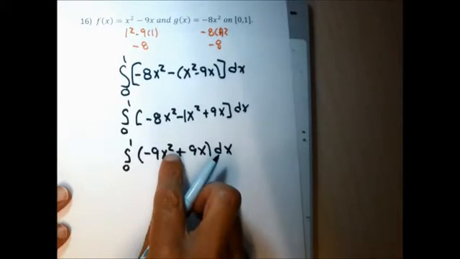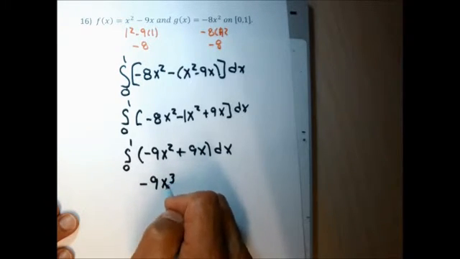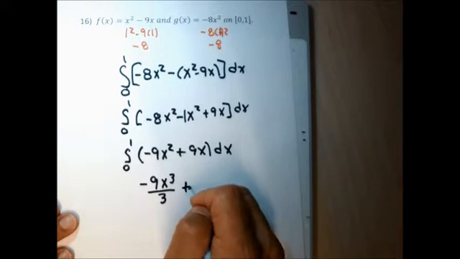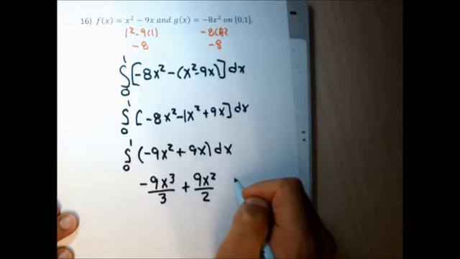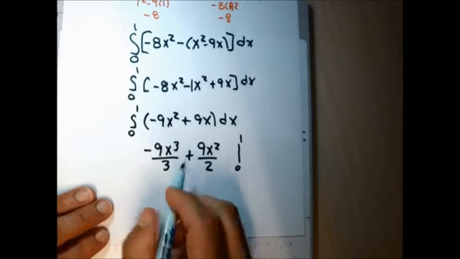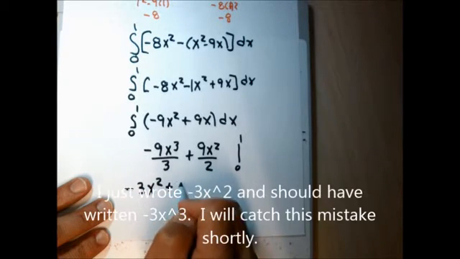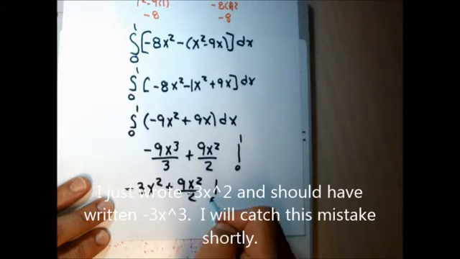Now I'm going to integrate. Here I'm going to add 1 to the exponent and get an x cubed. Divide by the new exponent, which is 3. Second piece, add 1 to the exponent and get an x squared. Divide by the new exponent. Evaluate it from 0 to 1. Of course, I can simplify this to be minus 3x cubed plus 9x squared over 2. Evaluate it from 0 to 1.